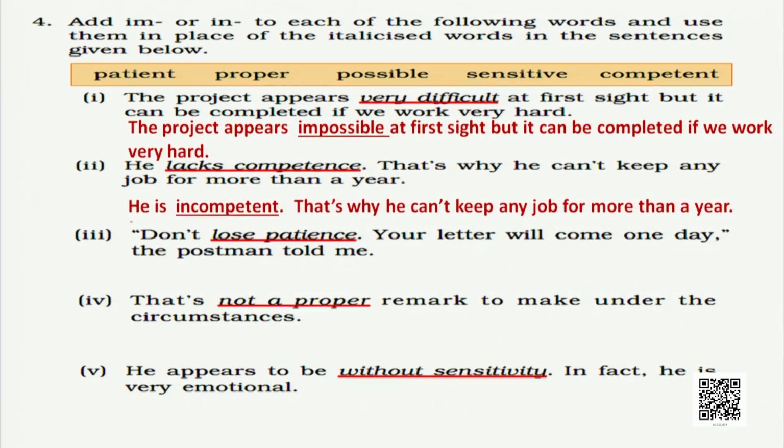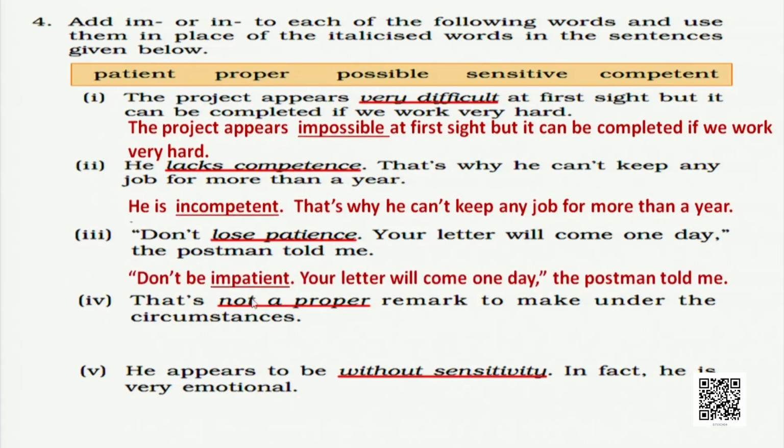The next sentence is: don't lose patience, your letter will come one day, the postman told me. So lose patience, what you have to do is use this word with im. So the sentence will be: don't be impatient, your letter will come one day, the postman told me. The next sentence is: that's not a proper remark to make under the circumstances.